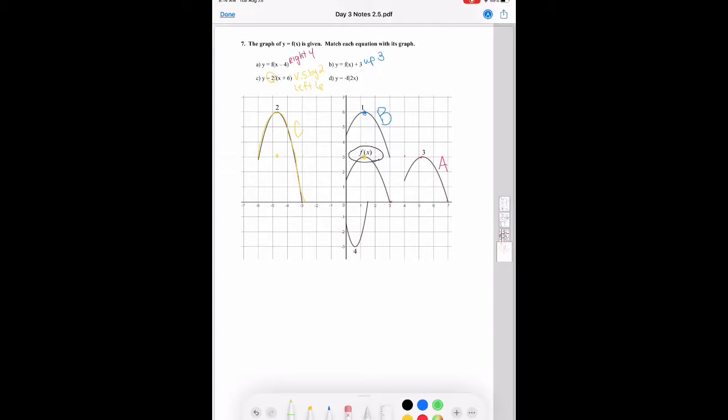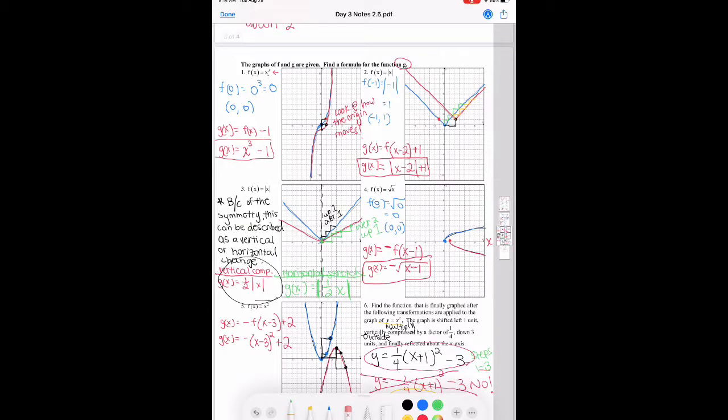And then lastly, D, we have a negative on the outside, so that's a reflection over x. 2 on the inside would be horizontal. It's a number greater than 1, so that is a compression for horizontal, and the factor flips, so by a half. Remember back to that example where I told you, because of the symmetry, the horizontal and vertical changes were the same? They looked identical. That is the same for here.